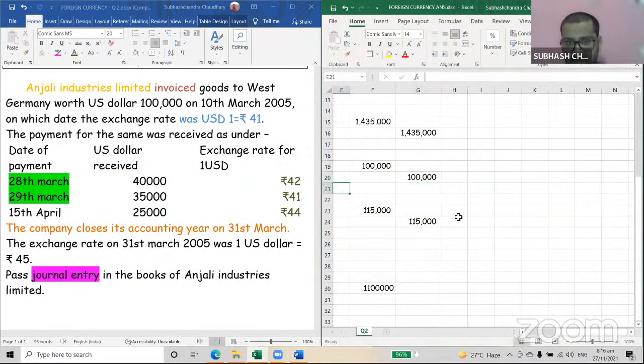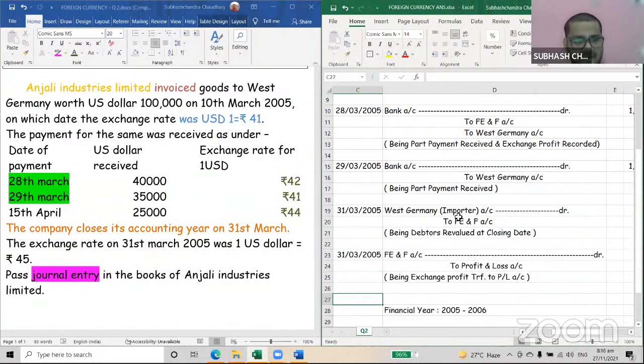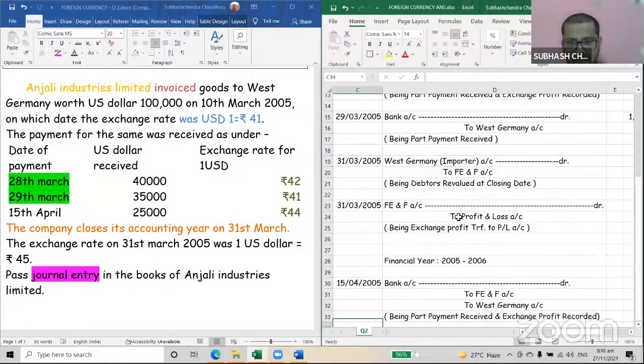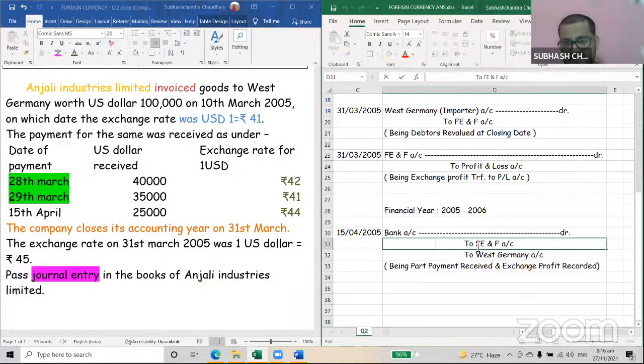Okay, so similarly it will change, 1 lakh and 40,000. So it will be 140. Now see, now everything is revalued at 45. So now the value is 45 and this is 44. That means we are incurring a loss. We are incurring a loss because it's revalued at 45 and right now we are getting 44.